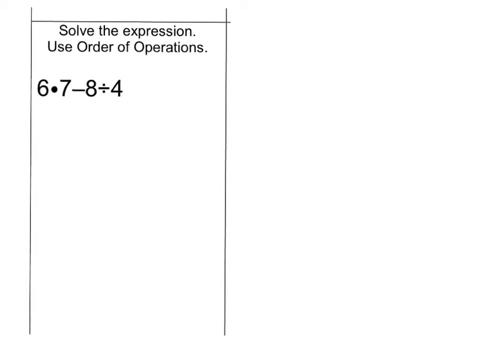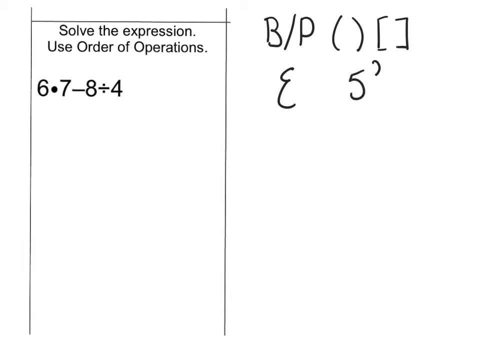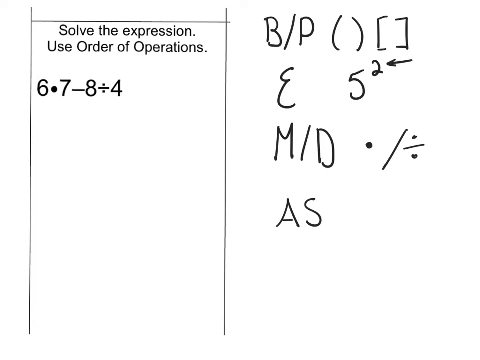Okay, next we have an order of operations problem. Remember, it's either B or P for bracket or parentheses, E for exponent, such as 5 squared, that's an exponent, MD, which is multiplication and division, so you're either multiplying or you're dividing, and then adding and subtracting, and these go left to right, left to right.